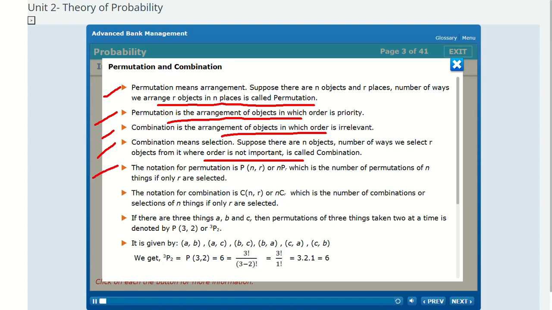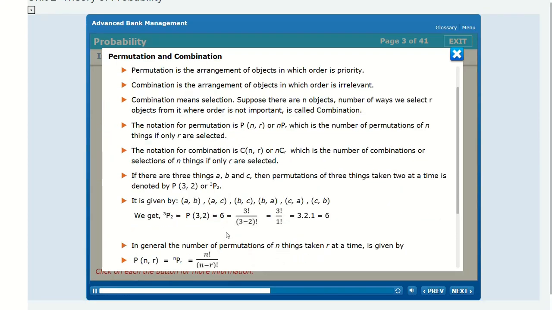The notation for permutation is P of n, r or nPr, which is the number of permutations of n things if only r are selected. The notation for combination is C of n, r or nCr, which is the number of combinations or selections of n things if only r are selected. If there are 3 things A, B and C, then permutations of 3 things taken 2 at a time is denoted by P of 3, 2 or 3P2.